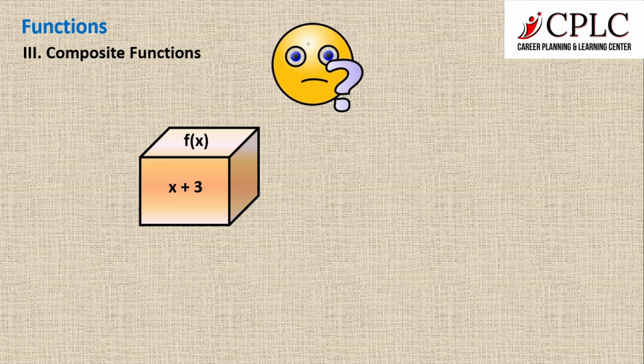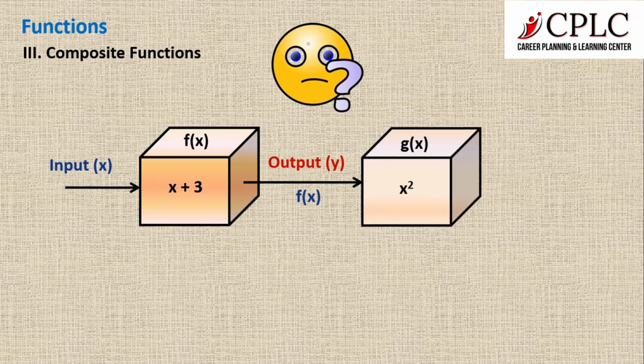So suppose some input goes inside, which is x, and some output y comes outside, which we call f of x. Now what we will do is connect that output y of the first function, which is f of x, to an entirely different function, suppose g of x, which is doing an operation of x square, and we will get another different output, which is y1. And this complex arrangement is called a composite function.